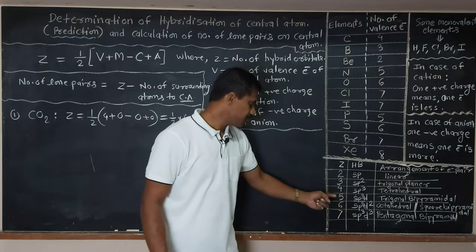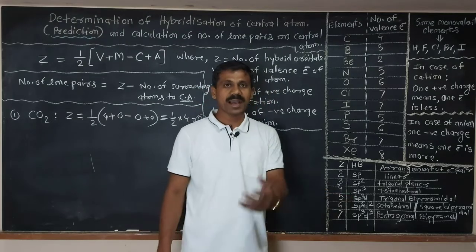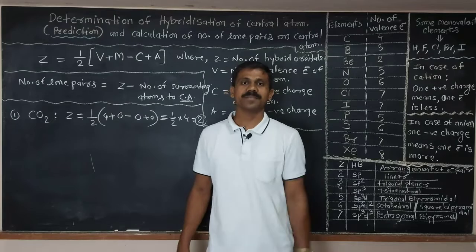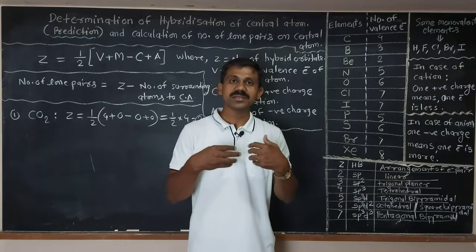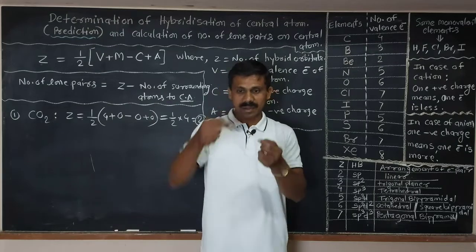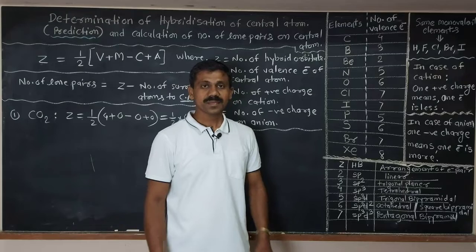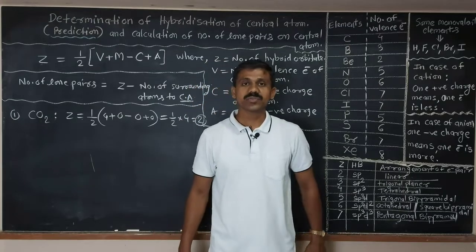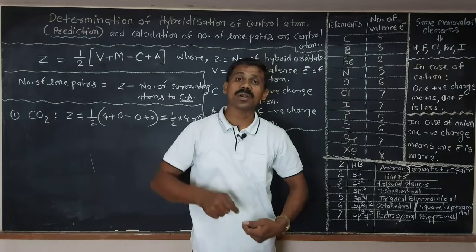Okay, then if Z is equal to 5, the hybridization is sp3d. If the hybridization is sp3d, then the electron pairs are arranged in a trigonal bipyramidal geometry. Then for sp3d2, the arrangement of electron pairs is square bipyramidal, that is octahedral also.